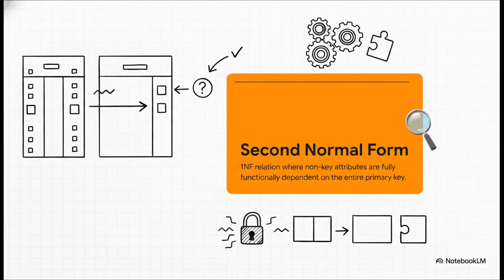Here is the core rule of 2NF. The table obviously has to already be in 1NF, and every non-primary key attribute must be fully functionally dependent on the entire primary key. In a lot of databases, the primary key is a combination of two things, like a client number and a property number. But a client's name only depends on their client number, right? Not the property number. That is a partial dependency, and in 2NF, that is totally illegal.